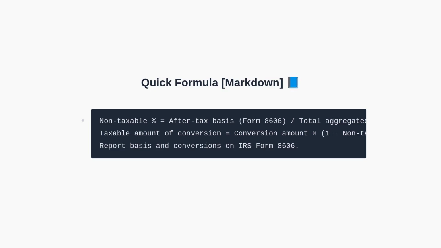Here's a concise way to compute the effect of the Pro-Rata Rule. First, determine your after-tax basis, typically tracked and reported on IRS Form 8606. Next, determine your total aggregated IRA balance as of December 31st. Divide the basis by the total to get the non-taxable percentage. Then multiply your conversion amount by 1 minus that percentage to get the taxable portion of the conversion. Finally, make sure you properly file IRS Form 8606 to document your basis and the conversion.